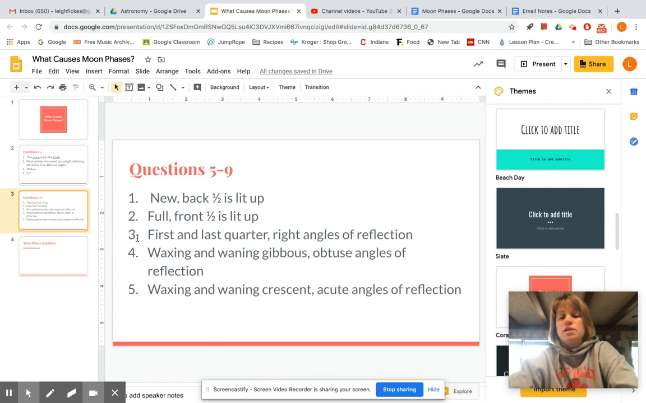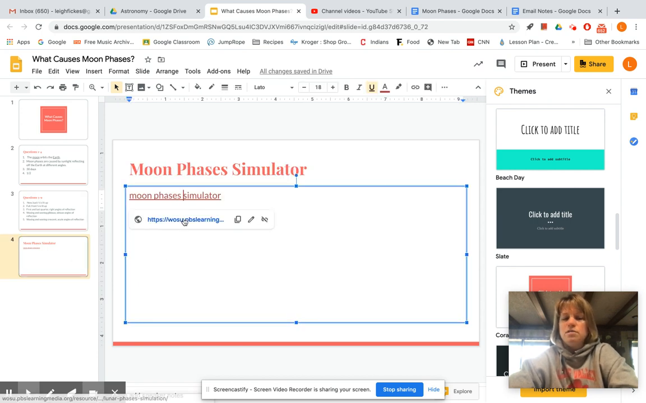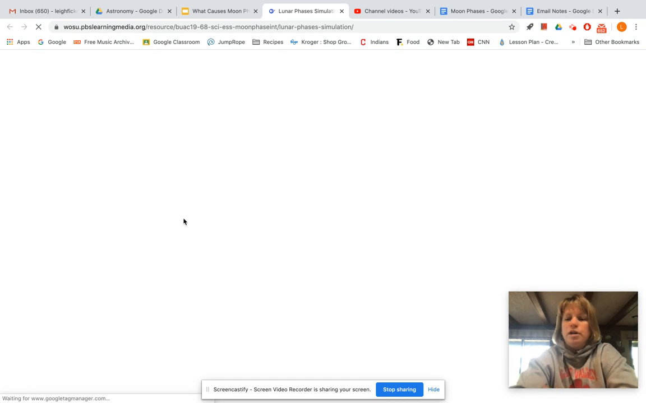But anyway, question 7 was the first and last quarter moons. You knew that because of the right angles of reflection. And then question number 8, the waxing and waning gibbous moons, that's what those would have been because of the obtuse angles of reflection. And then the waxing and waning crescent would be number 9 because of the acute angles of reflection. So what I want to go to now, though, is the moon phase simulator so I can do a better job of showing you what I mean by these angles of reflection.